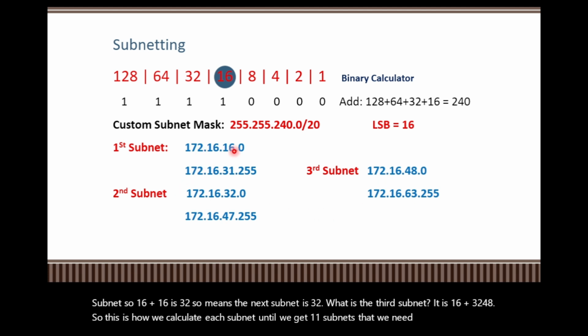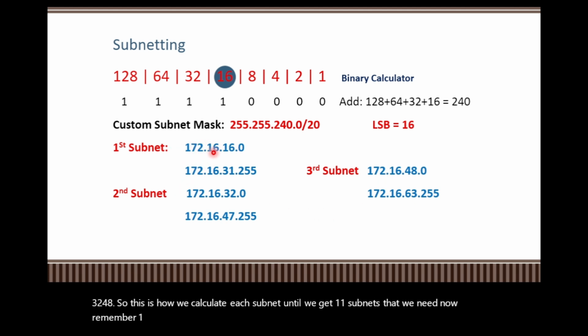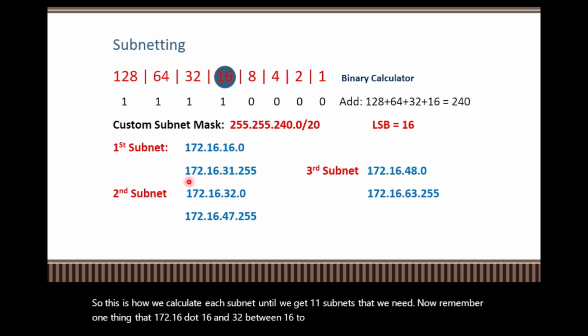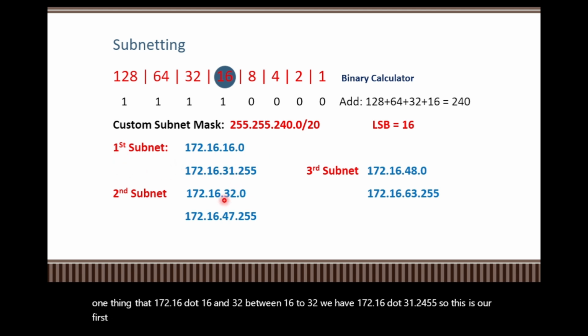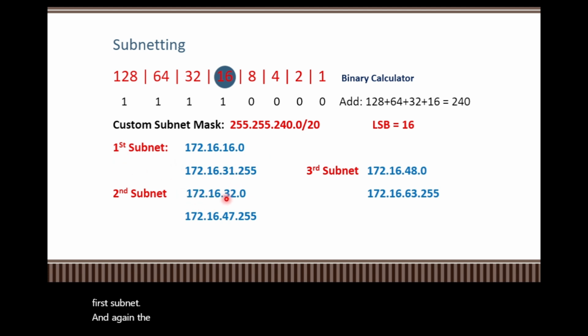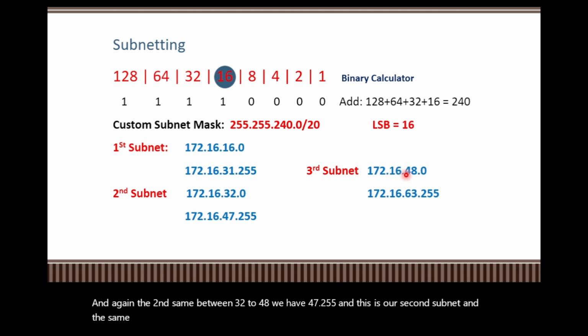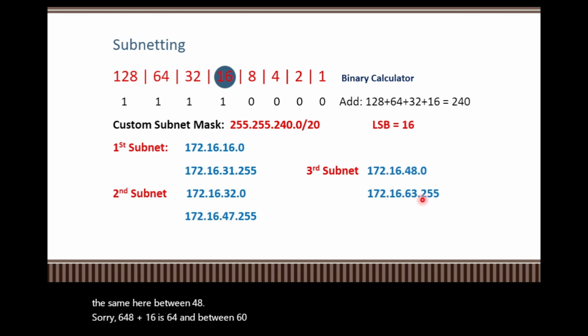Now remember one thing: between 172.16.16 and 32, we have 172.16.31.255, so this is our first subnet. And again, the same for the second: between 32 and 48 we have 47.255, and this is our second subnet. And the same here: 48 plus 16 is 64, and before 64 it is 63.255, and that is our third subnet.